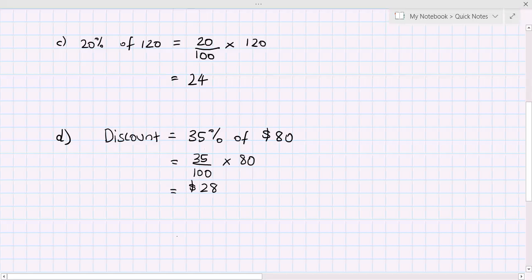Now that's the discount. Is that how much you actually buy them for? No. You actually buy them for the sale price. And the sale price is the $80 minus the discount. So 80 minus 28 is 52. So a significant amount.